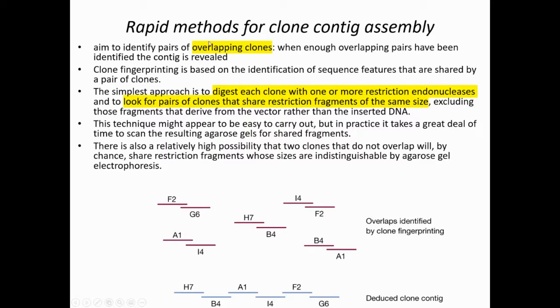So this is the rapid method of clone contig assembly, just to find the overlapping pairs, so that it will be quick to determine the arrangement of the clone contigs on the genome. The simplest approach is to digest each clone with one or more restriction enzymes and look for pairs of clones that share restriction fragments of the same size after gel electrophoresis. Okay, so that's how you determine it.